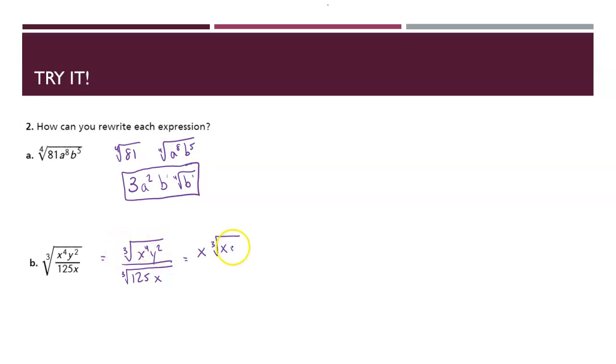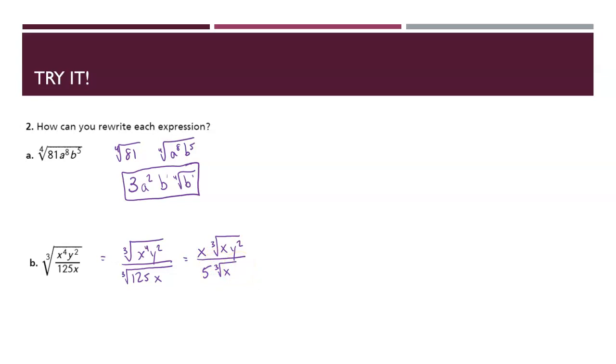And 3 doesn't go into 2 at all, so we can't do anything with that. So in the numerator, we would have x times the cube root of xy squared. In the denominator, we would have the cube root of 125 is 5, and we're left with the cube root of x. So the cube root of 125, hopefully that's also one that you recognize.